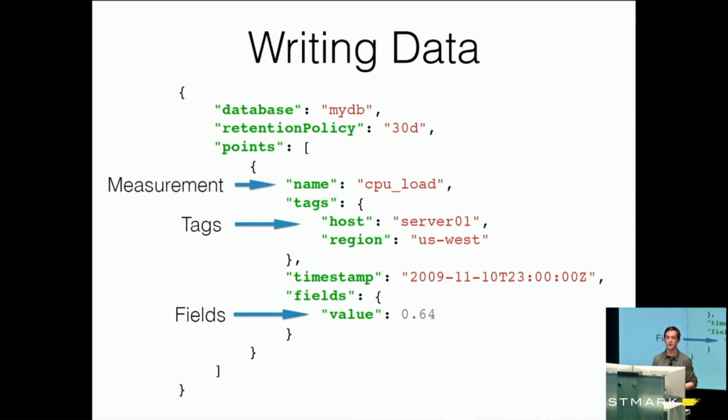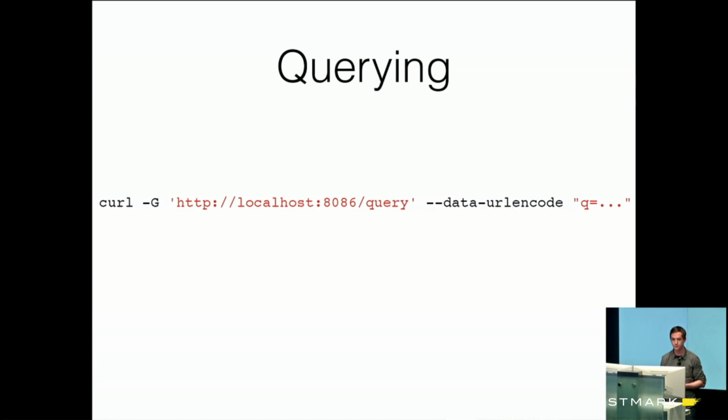Within the data points, you see that we have a measurement name. We have tags that describe the data point. We have a timestamp. And then we have the fields. When you write data, the entire thing is basically schema on the fly. It creates the schema as you're writing the data. So once you write this in, we remember all this stuff.